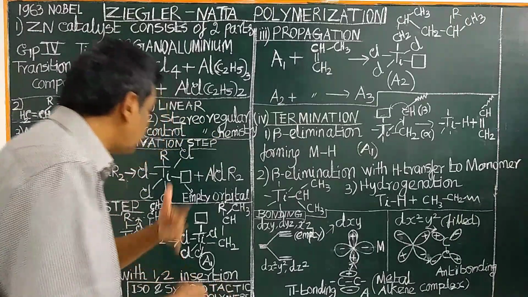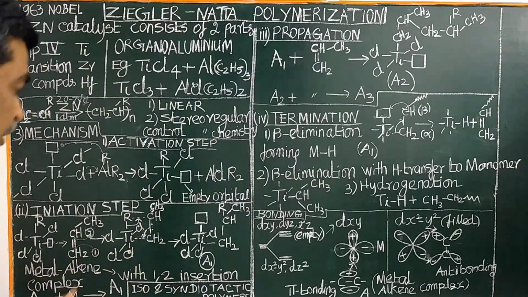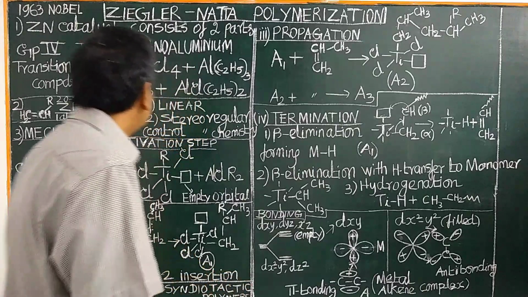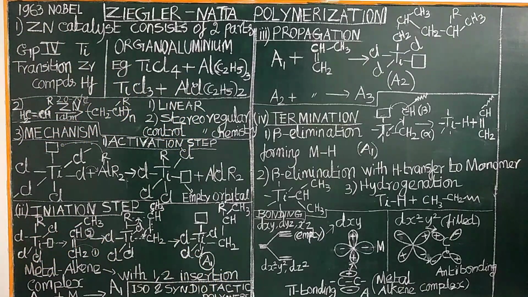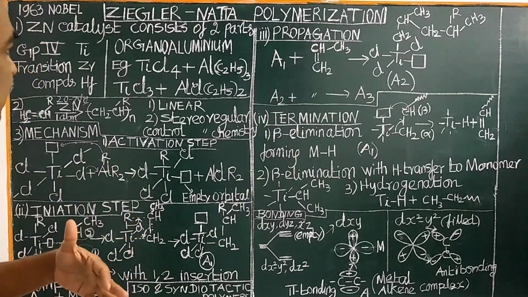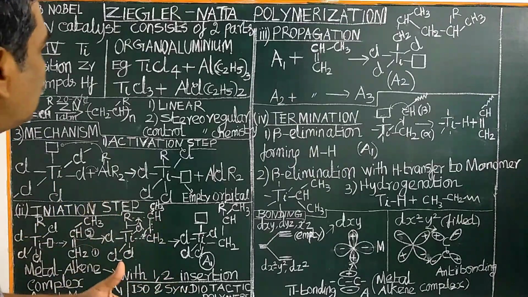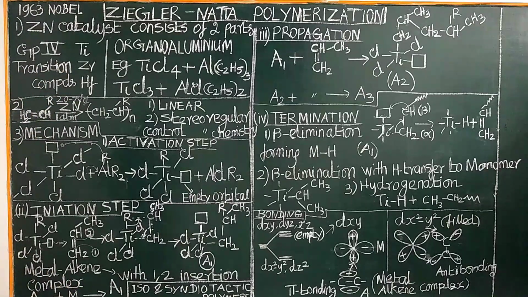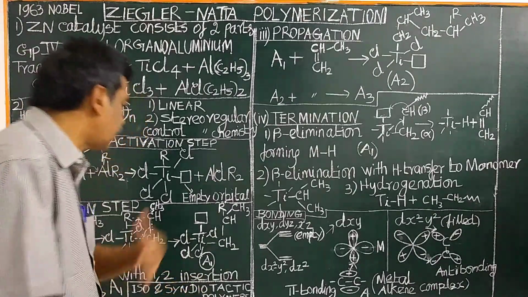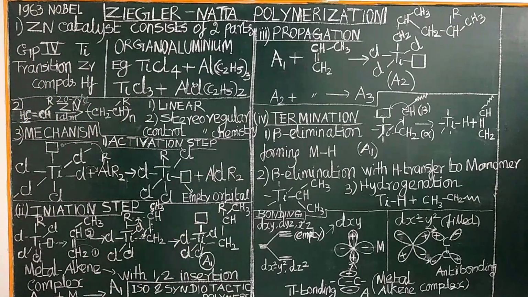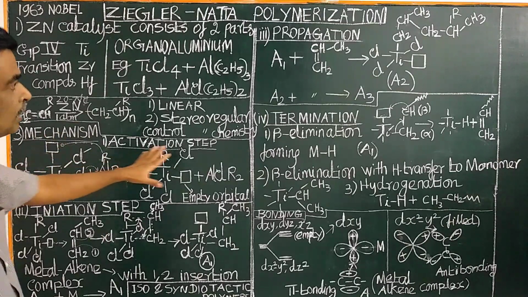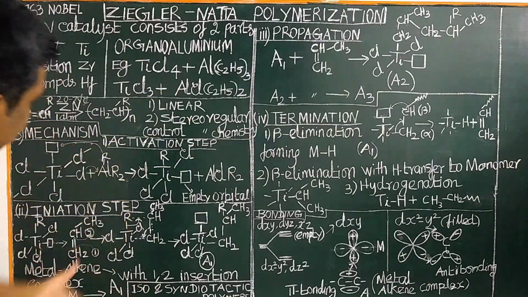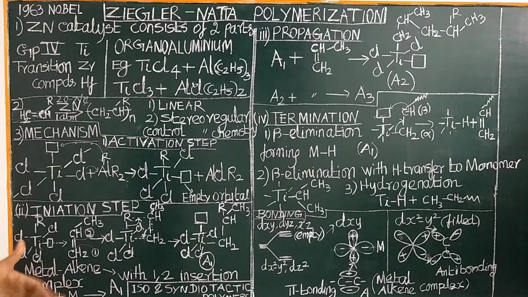The polymers obtained, as I said earlier, are linear high molecular weight polymers, and they are stereoregular. For example, isotactic or syndiotactic polymers are obtained. In free radical polymerization reaction, there is no control on stereochemistry. Here, by using this catalyst, we can control the stereochemistry of the polymer formed. Either we can obtain isotactic or syndiotactic polymers.